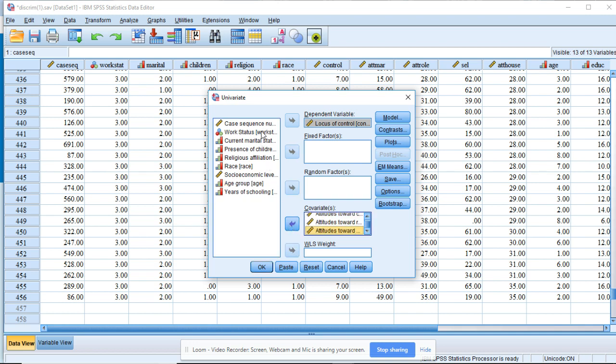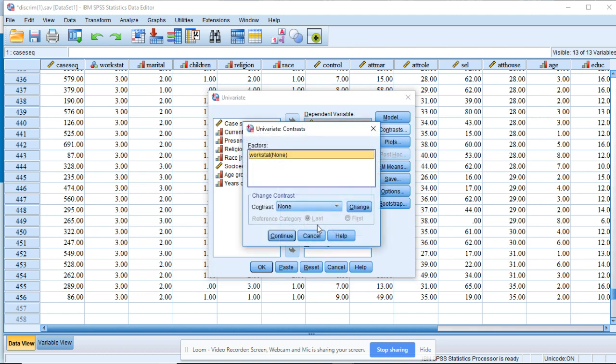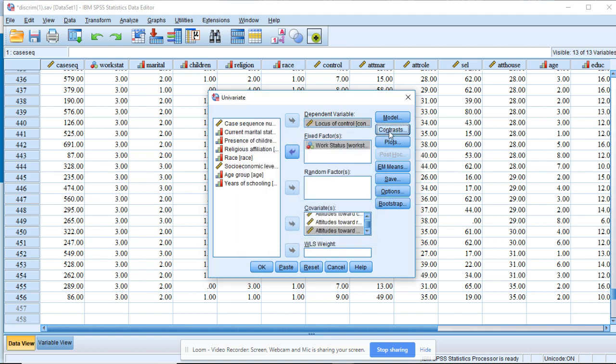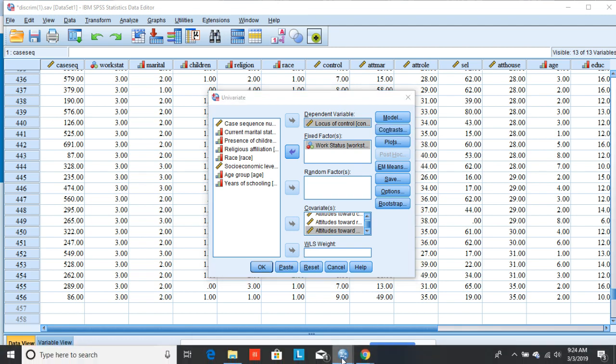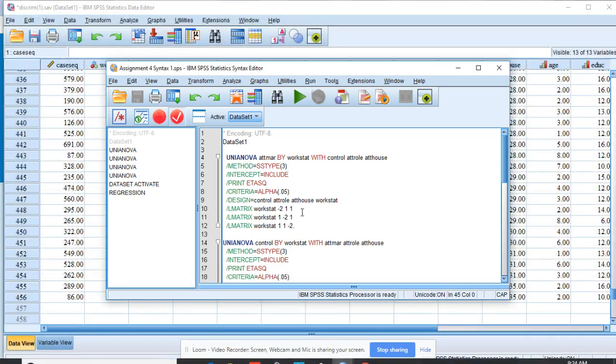And the fixed factor is going to be the work status. Okay, so now if you click paste, I'm trying to think if there's, no. I tried to play around with contrasts, hours, I can't even tell you. And the only way to do it is this syntax. So you would click paste, and what that would do is bring you to the syntax editor. You would have everything so far correct.